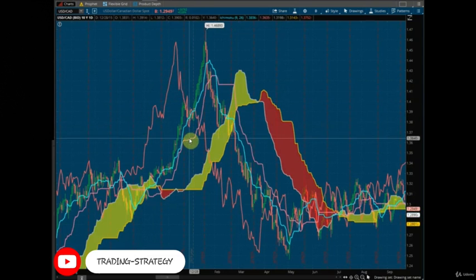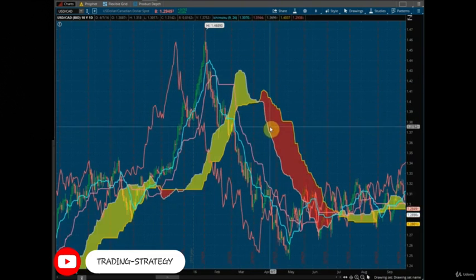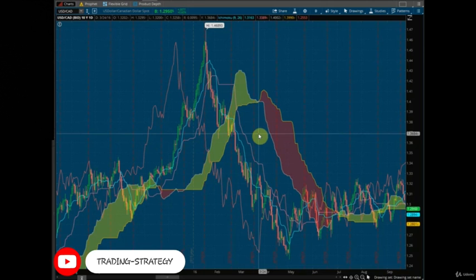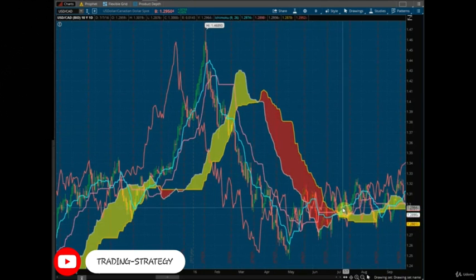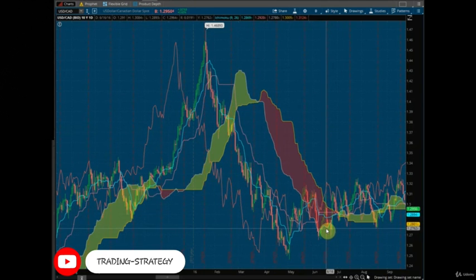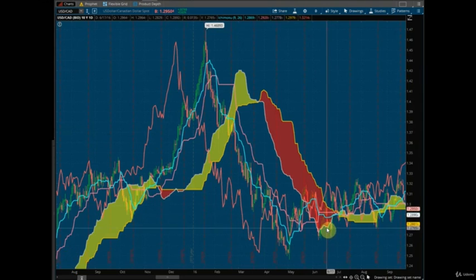And then we have the Senkou span A crossing span B. When it's crossing from the top to the bottom, that means you have potentially an uptrend changing to a downtrend, and vice versa. You have a downtrend changing to an uptrend when span A crosses from the bottom of span B over to the top of span B.